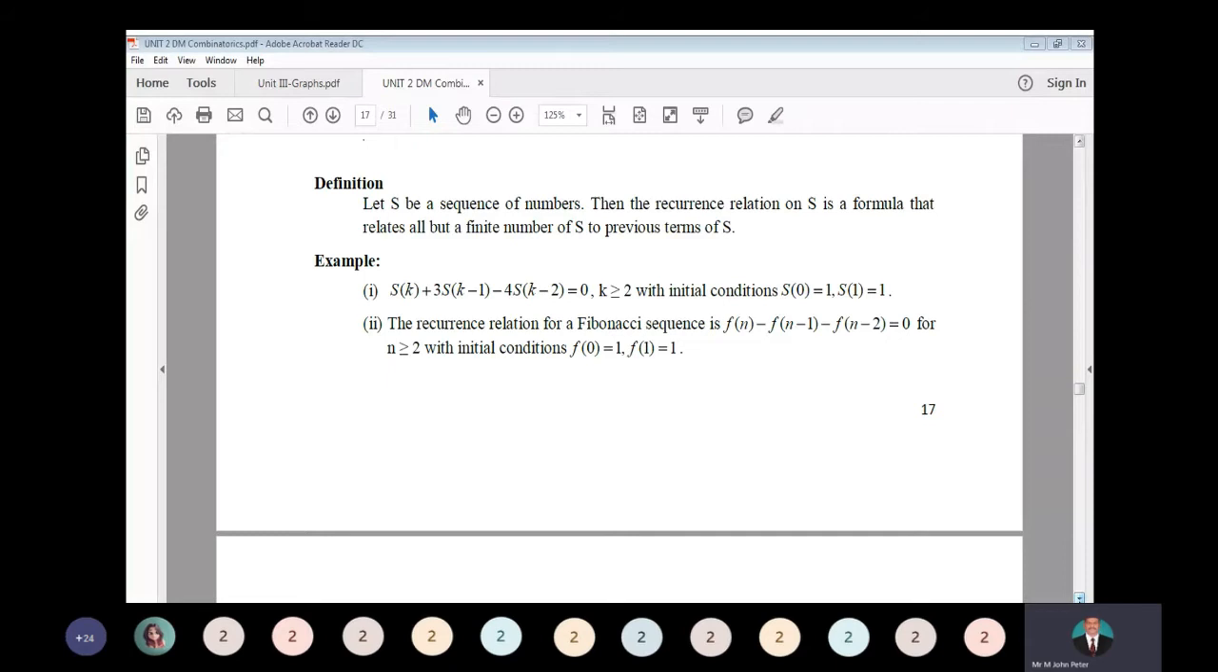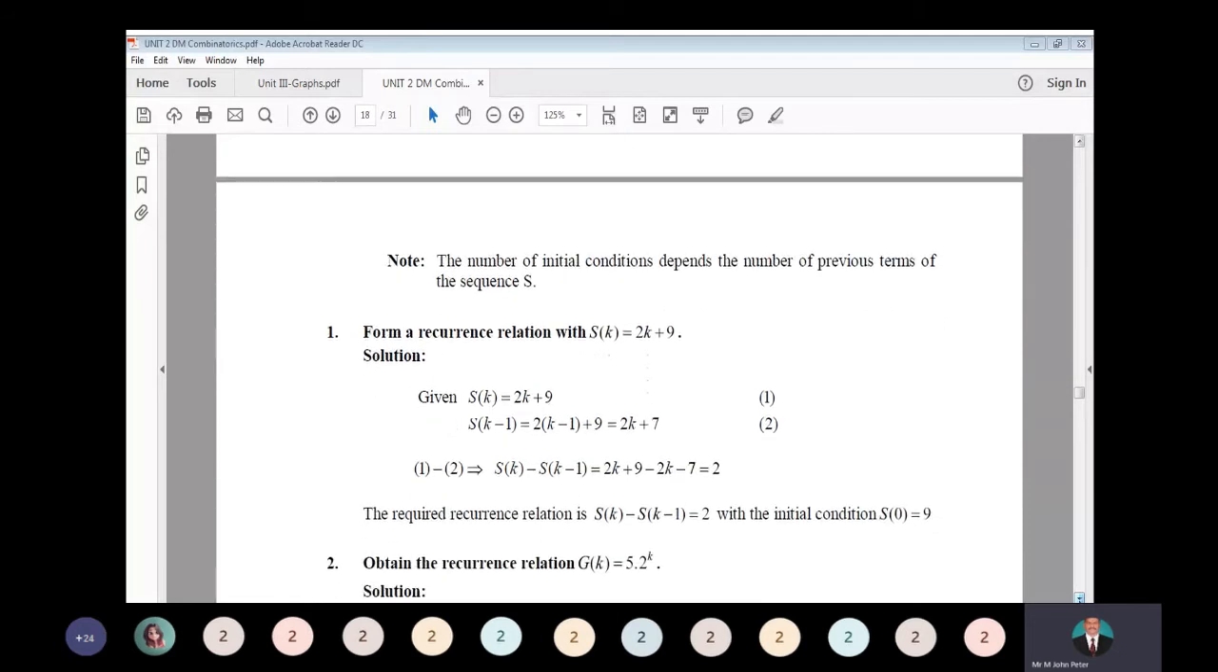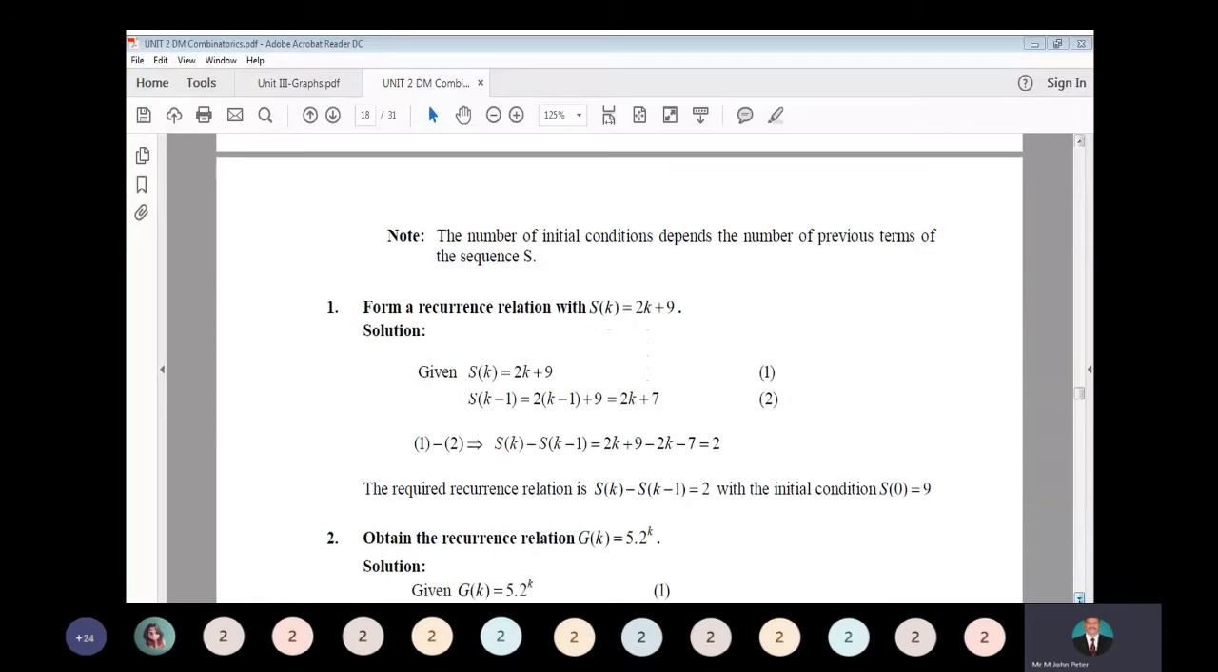So S is a sequence of numbers, and a formula that relates each term with the previous numbers is called the recurrence relation. The recurrence relation for the Fibonacci series is f(n) - f(n-1) - f(n-2) = 0 for n greater than or equal to 2, with initial conditions f(0) = 1 and f(1) = 1. So the number of initial conditions depends on the number of previous terms of the sequence S.